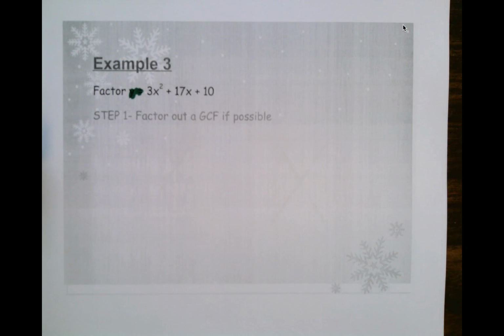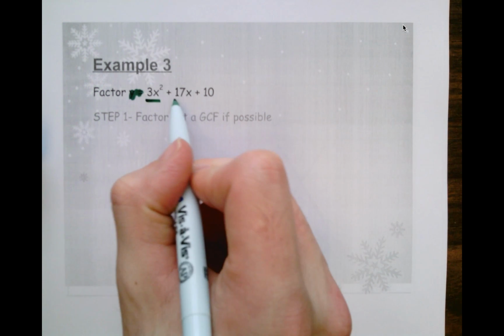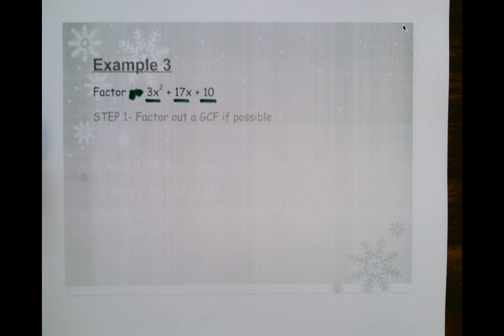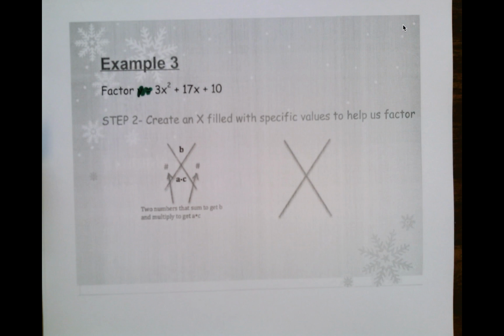Okay, last but not least, if I take a look at this example, we have 3x squared plus 17x plus 10. Same exact process again. I'm going to look for GCFs first. Amongst these terms, there is none. There's nothing, no term that goes into 3, 17, and 10, and they don't all share an x, so there's nothing that I'd be able to remove.